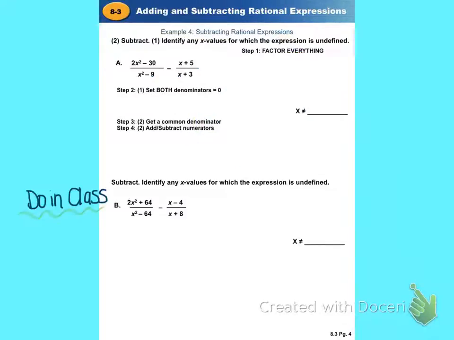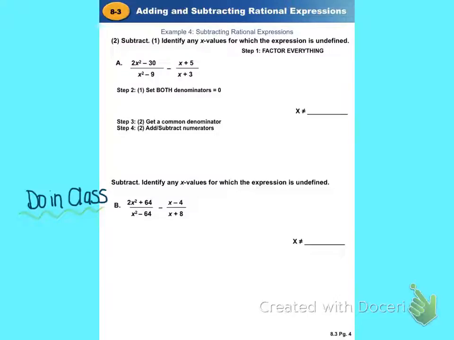We're going to try a subtracting one together, and we'll leave the second one to do in class as well. That gives us an addition one without a common denominator and a subtraction one that we can do when we see each other in class. But let's look at example A, subtracting rational expressions. We see clearly that we do not have common denominators. So let's start off by factoring. We want to factor completely.